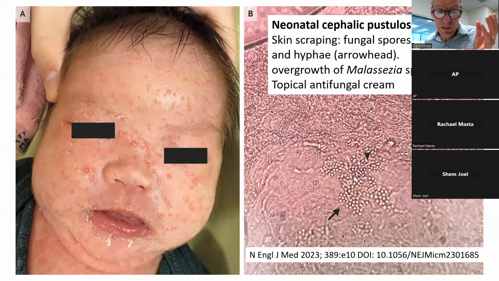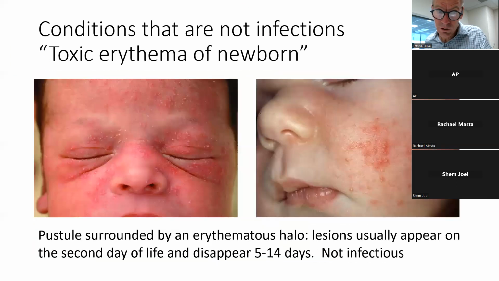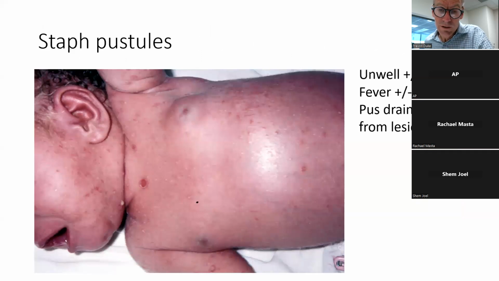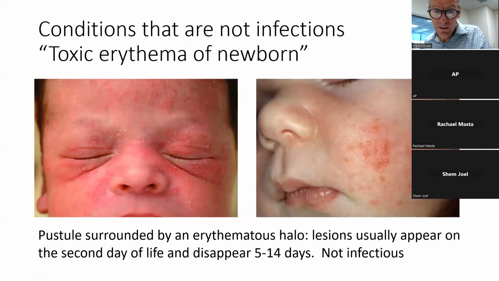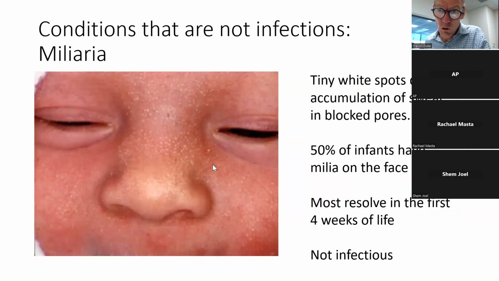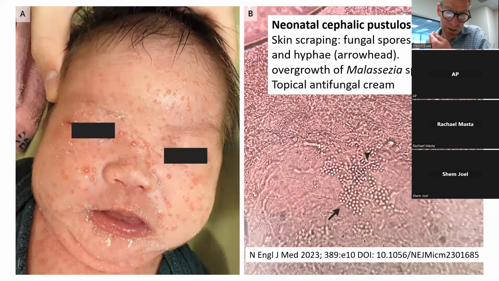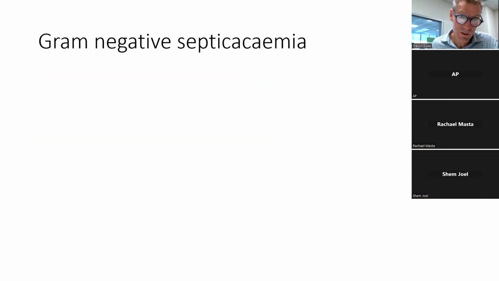So as you can see, all of these things look a bit the same, and sometimes we have to try to make that distinction between staphylococcal infection, something that's just hormonal, something that's just a normal phenomenon in babies, like blocked pores and blocked sweat glands, and something that's a fungal infection. Again, the features do look a bit the same, but you can make a distinction sometimes.